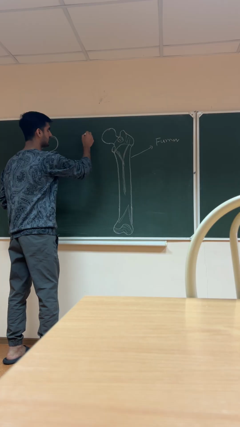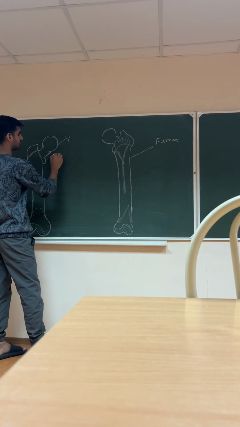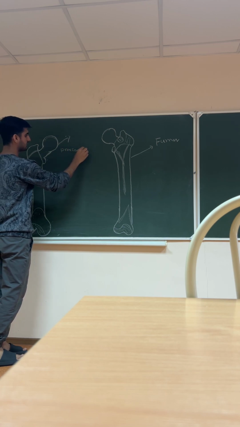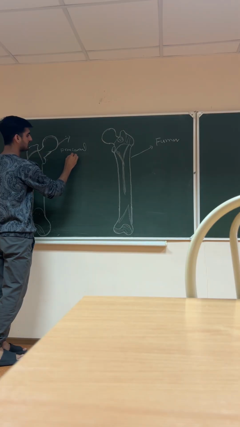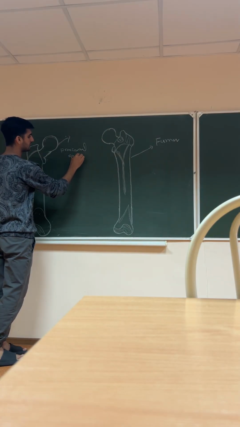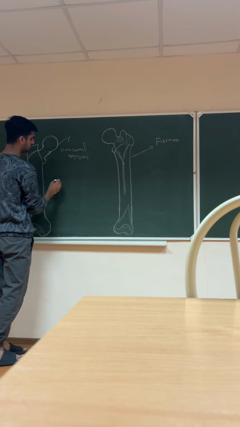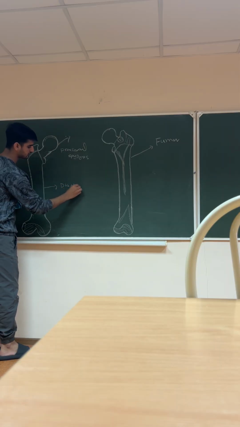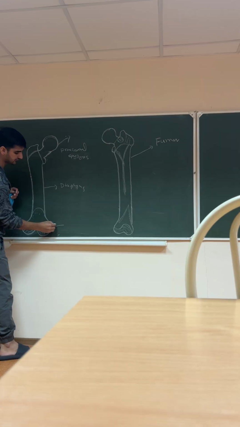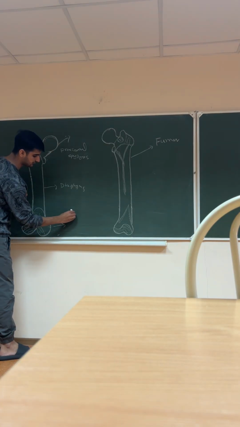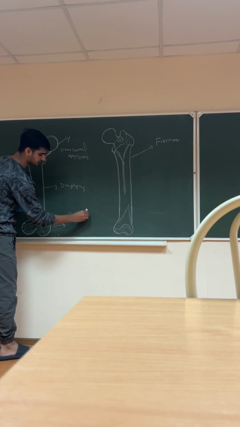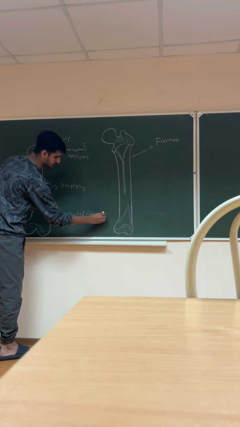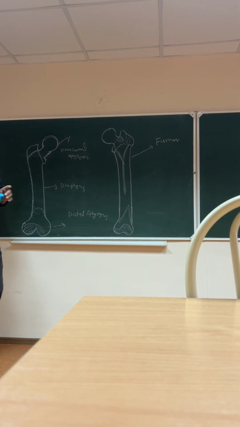The first part is the proximal epiphysis. This one is the diaphysis. And this part is the distal epiphysis. Again, the 3 parts of os femuri.